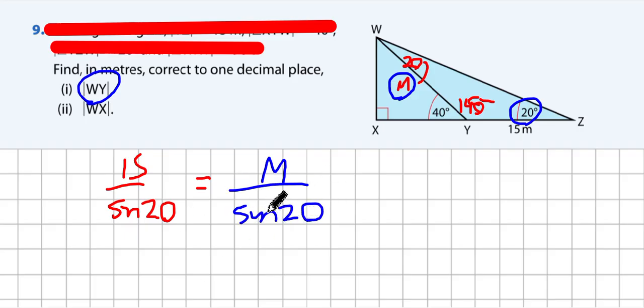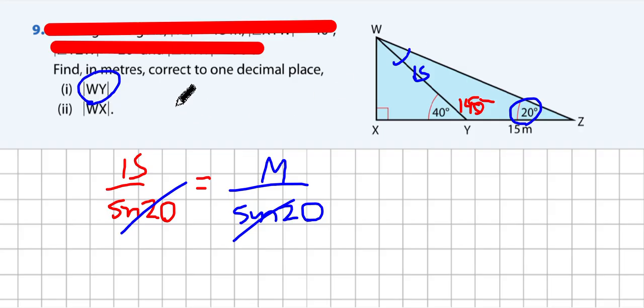They have a common denominator, don't they? So the answer is M is 15. It's what we had earlier. Sorry, my fault. I don't know what I was thinking. It's an isosceles triangle. It's going to be 15 because they're both the same angle.